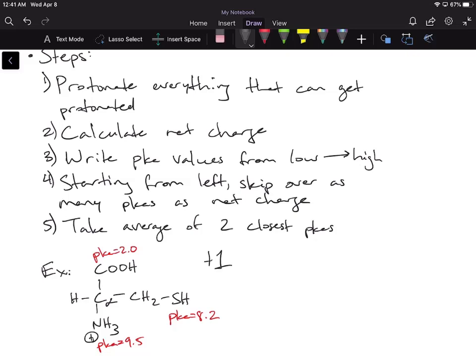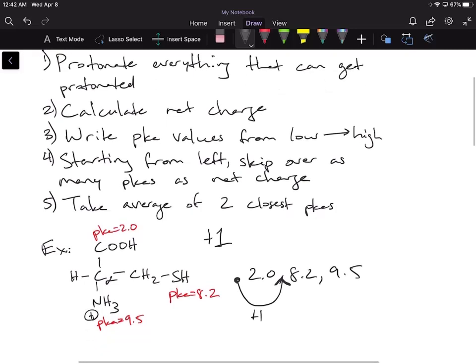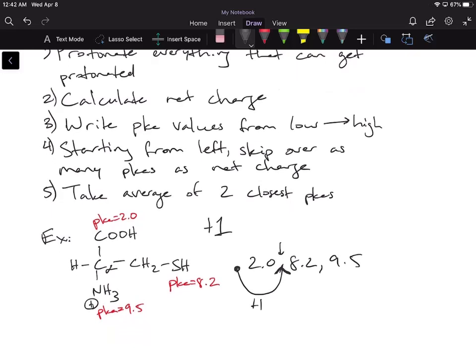Then I'm going to write my pK values from low to high. So I'm going to go 2.0, 8.2, 9.5. Then starting from the left side, all I'm going to do is skip over as many pKs as my net charge. So I'm starting on my left, and then I'm always going to end up in between numbers. In this case, you can think of it like hopping over numbers. My net charge is +1, so I'm going to skip over one functional group right over here. And that means that I'm going to end up between the 2 numbers in the middle, right over here.